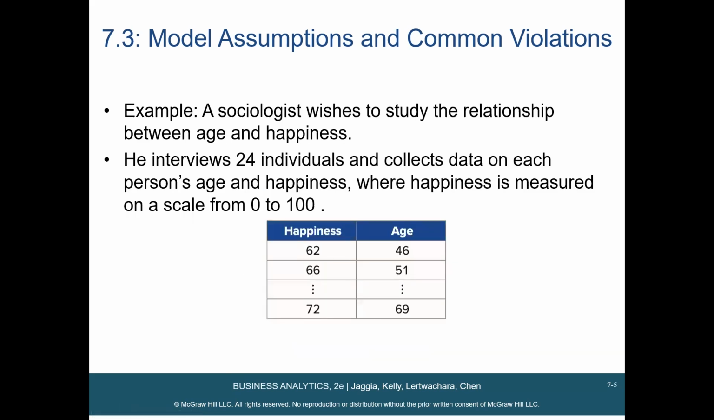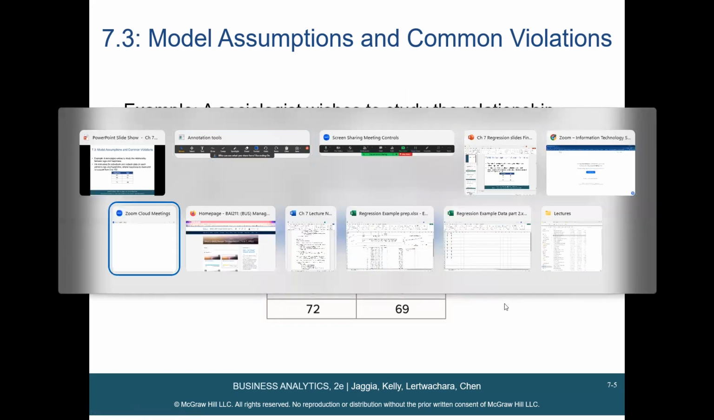The example that I want to start with for this one is a sociologist who wishes to study the relationship between age and happiness. He interviews 24 individuals and collects their data on their age and happiness. Happiness, he probably put together some kind of survey. I'm not sure what kind of instrument he used to get this, but he has a scale of 0 to 100. Maybe he just asked them. So let's look at that data.